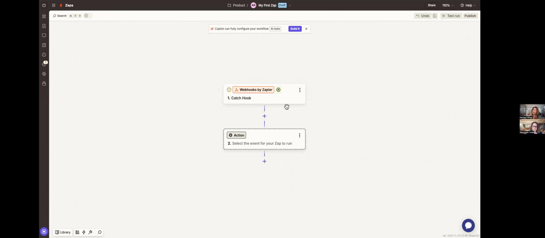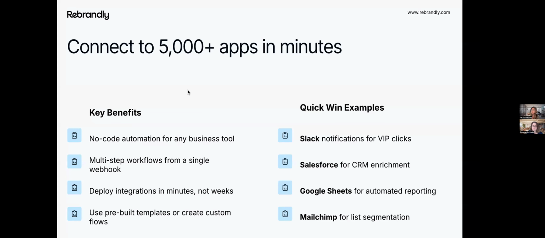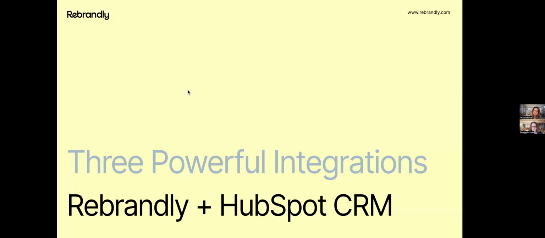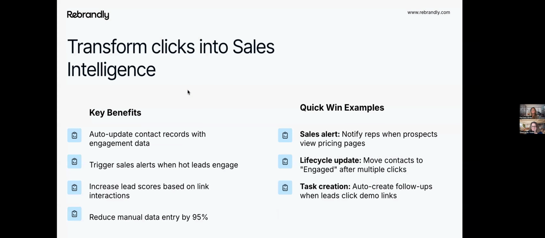We're going to go into the automation flows next, specifically HubSpot. So HubSpot users, this is for you. Here's what you get. Every time someone clicks on one of your Rebrandly links, you can automatically update their contact record in HubSpot with that engagement data. You don't have to do any manual entry. There's no delays. It just happens with this automation.